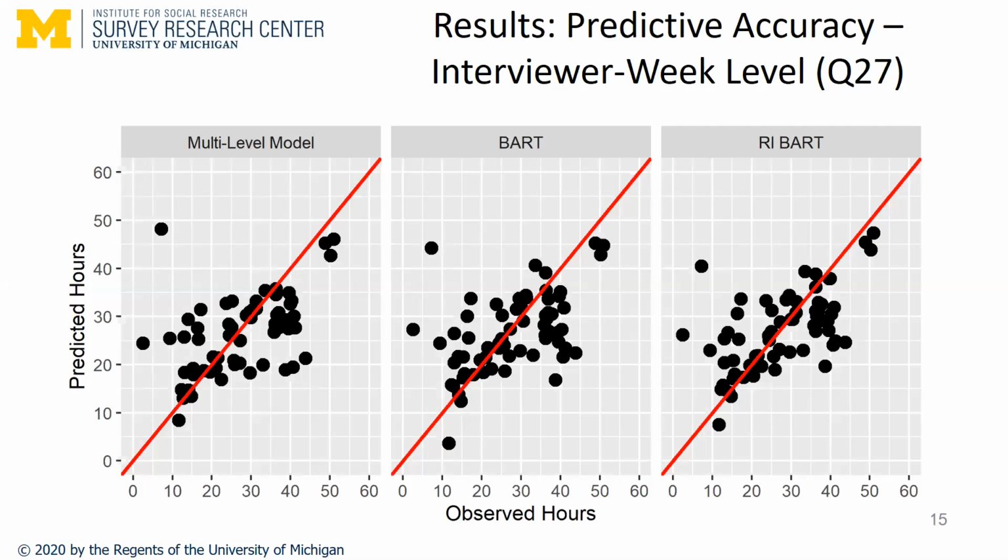Now, the other comparison that we wanted to make is here, and that's the interviewer week level. So here we're saying each prediction for each interviewer week. There's about 30 interviewers. There's 2 weeks in phase 2. So we've got about 60 predictions, and this is the one for quarter 27. We're showing the predictions for quarter 27. Similar results for all the other quarters. And the random intercept BART model produces the closest observed and predicted values. Observed values on the x-axis, predicted values on the y-axis, and the red line would be perfect agreement between observed and predicted. And it looks like that random intercept BART model comes closest.